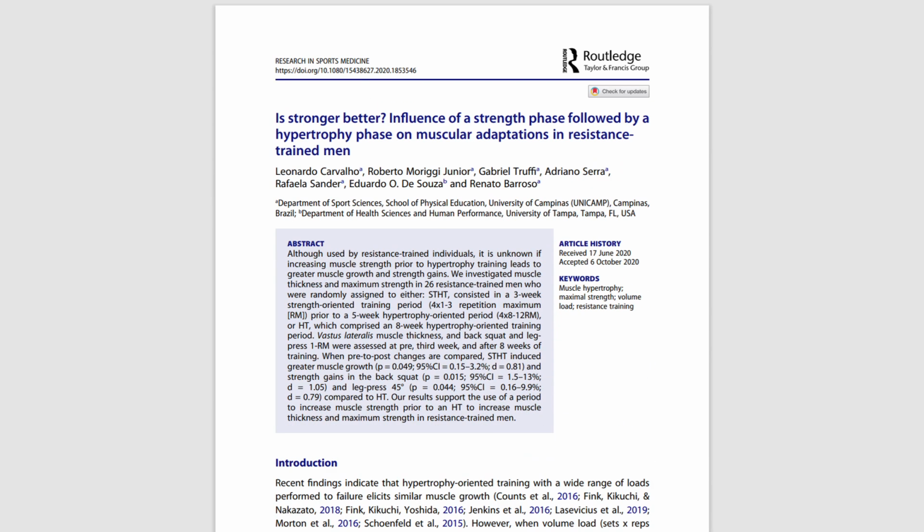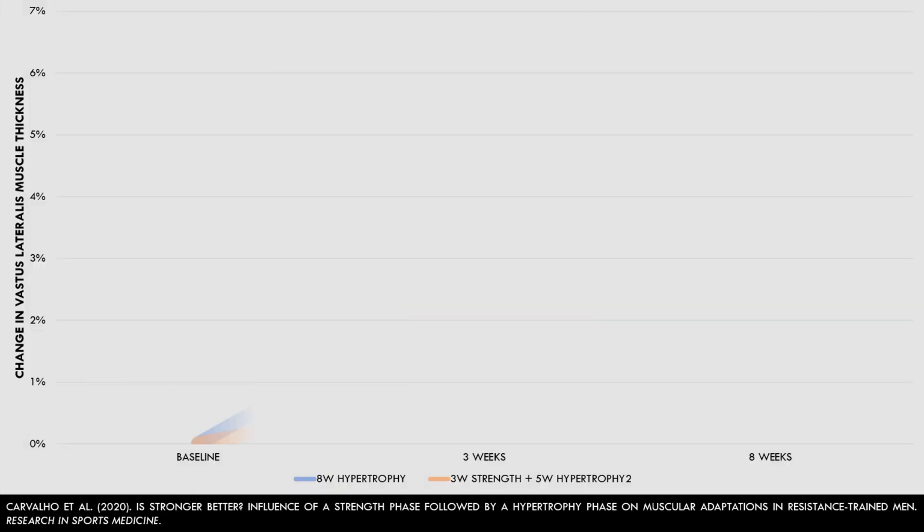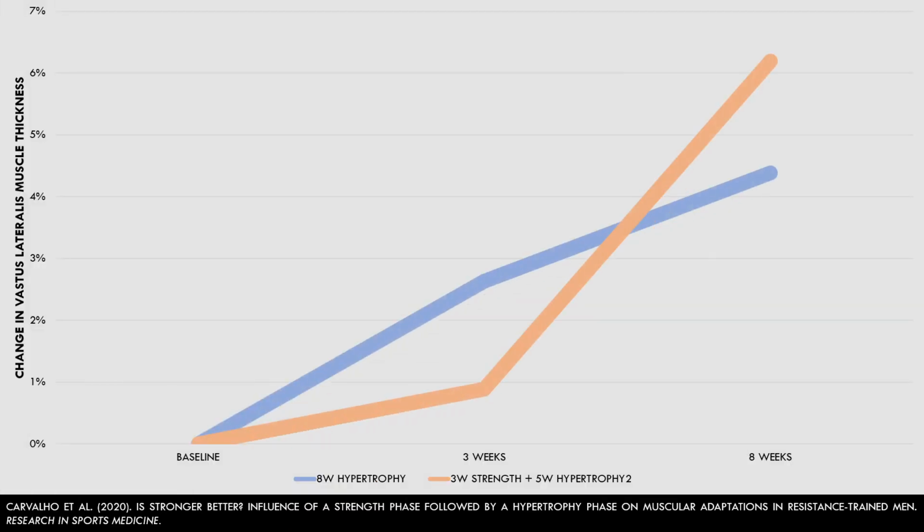This theory was mainly triggered by a recent study. This study explored the effects of strength training on hypertrophy outcomes. One group performed a 3-week strength block before a 5-week hypertrophy phase, and the other group performed an 8-week hypertrophy only program. It was found that performing the strength phase first resulted in superior muscle growth outcomes at the end of the study compared with performing the hypertrophy only protocol.